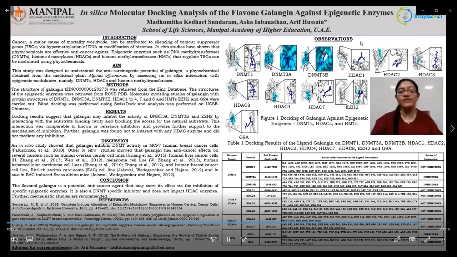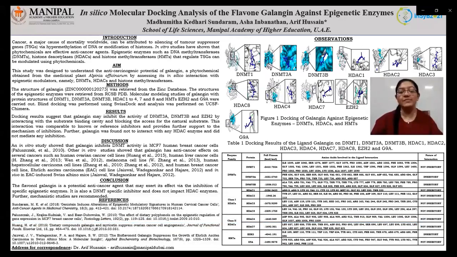Exerted by the inhibition of specific epigenetic enzymes. It is also a DNMT specific inhibitor and does not impact any HDAC enzyme. Further mechanistic studies are recommended.